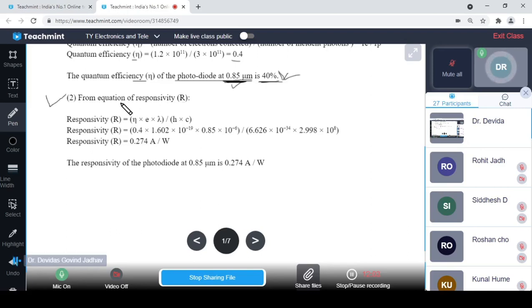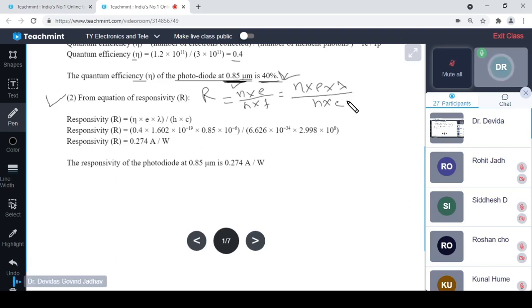responsivity, R. There are two equations for responsivity. Which are these two equations? R is equal to eta into E upon H into F, that is eta E upon HF. F can be substituted as C upon lambda, so lambda goes into the numerator. That becomes eta into E into lambda divided by H into C. These two are the equations for responsivity.